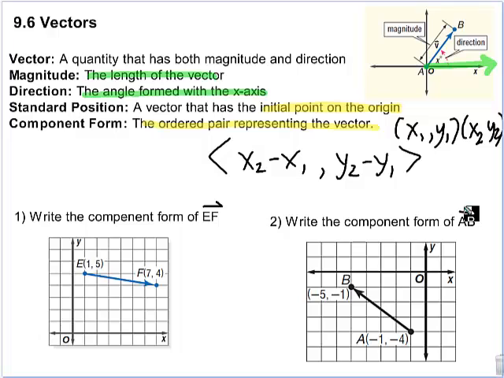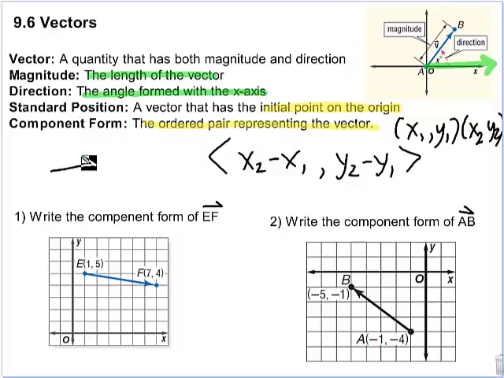So what we're going to do today is write component forms for vectors, and then we might do a little bit of transforming them too. We'll find magnitude and direction tomorrow. So first off, the notation for a vector is a ray with just the one little arrow up. Anytime you see this notation, it means that we are talking about a vector.